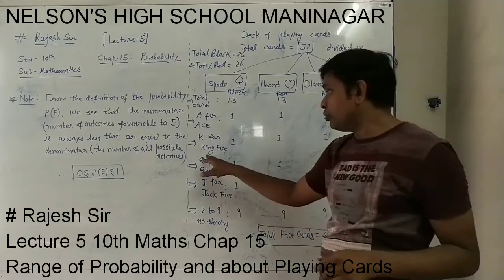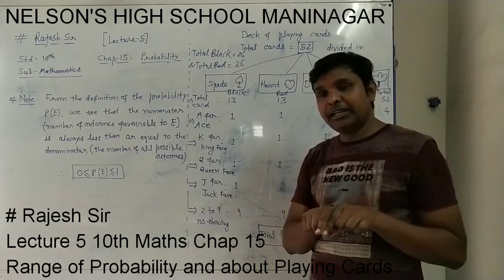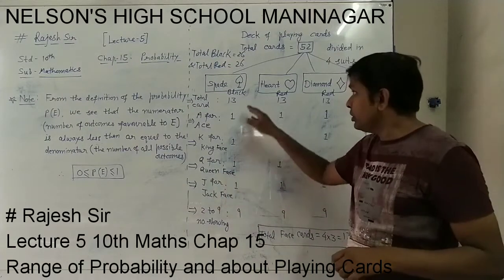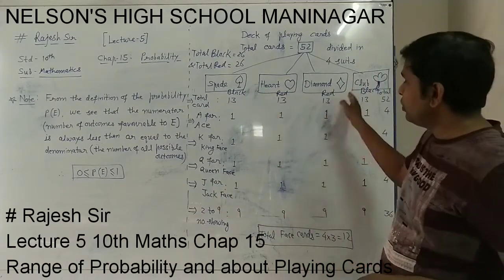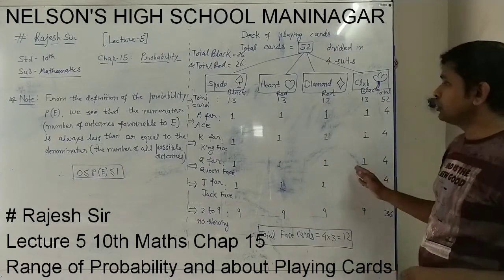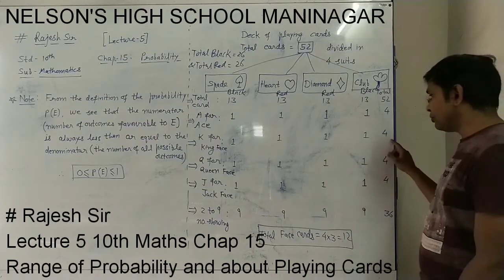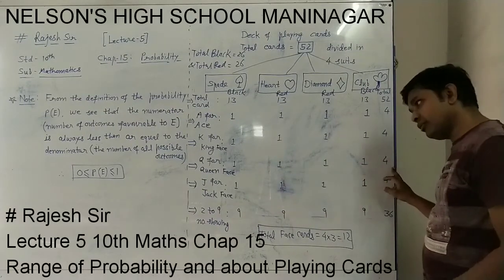Then you will have the Q, capital Q written card. That will also have a face, queen face. It will also be 1 in each. So total queen face cards are 4. Total king face cards are 4. Total queen face cards are 4.